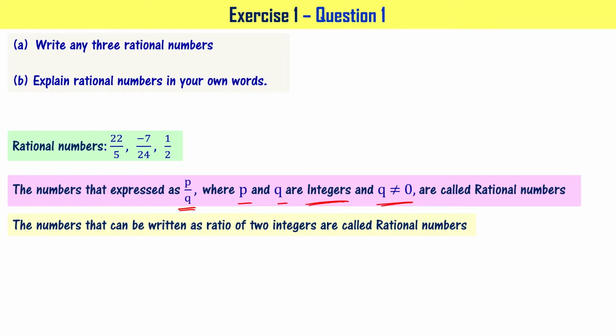For example, in the case of 22 by 5, 22 and 5 are two integers. Minus 7 and 24 are two integers. 1 and 2 are two integers. But you have to note here that the denominator cannot be equal to 0. Though it is an integer, we should not have 0 as the denominator because something by 0 has no meaning. Got it? Now let's go to the question number 2.